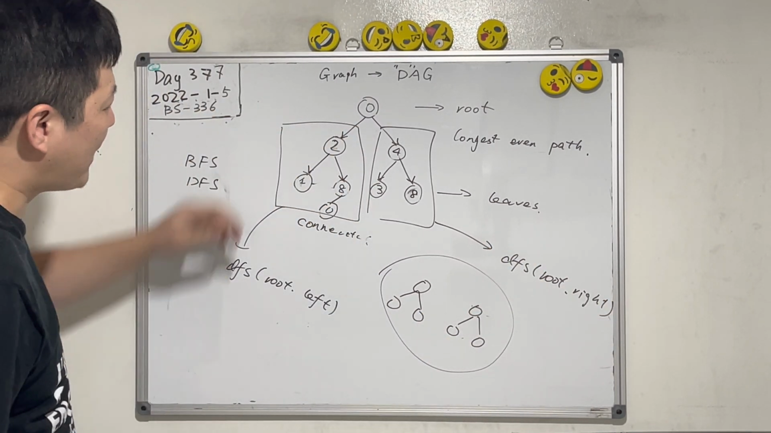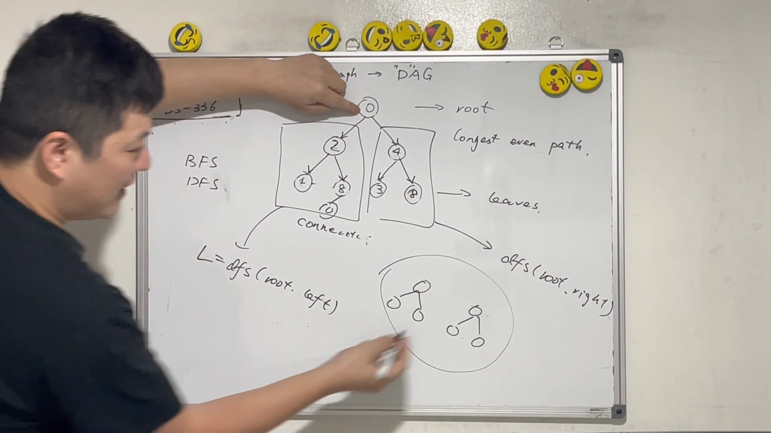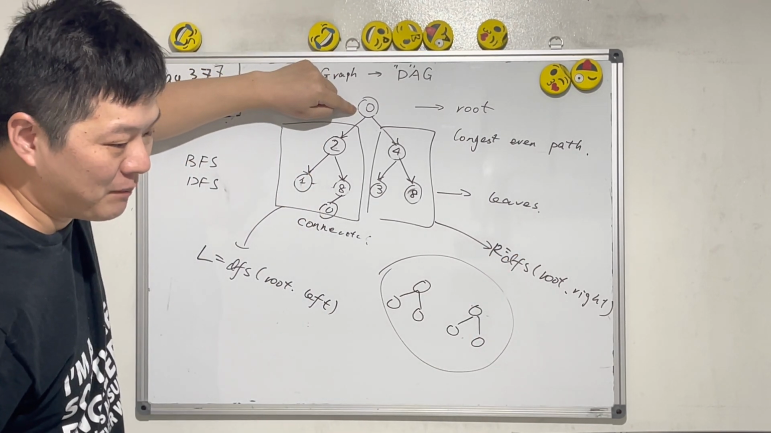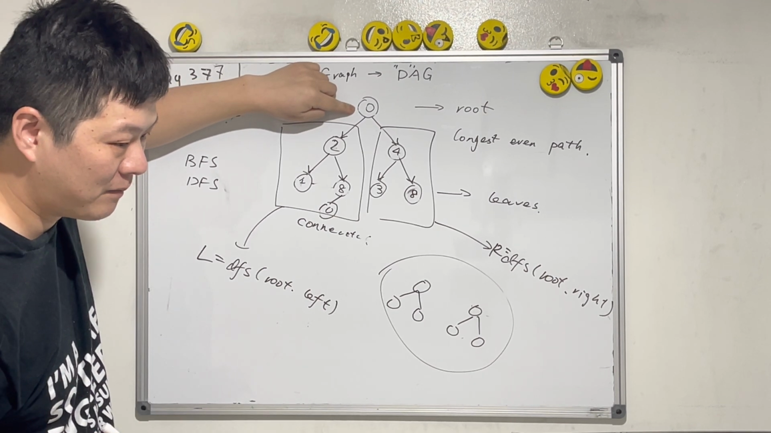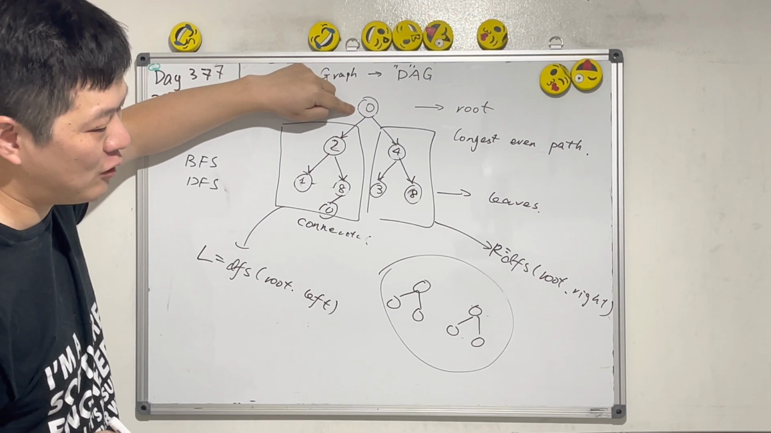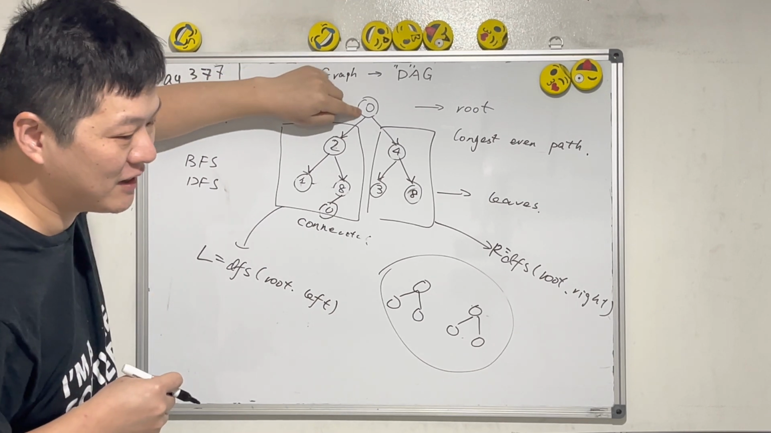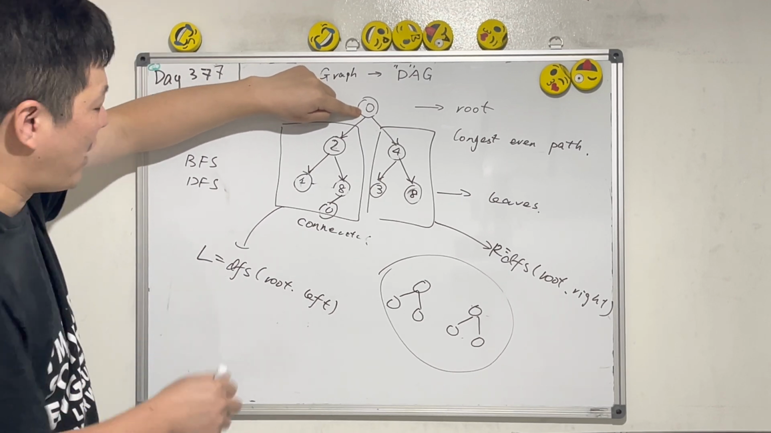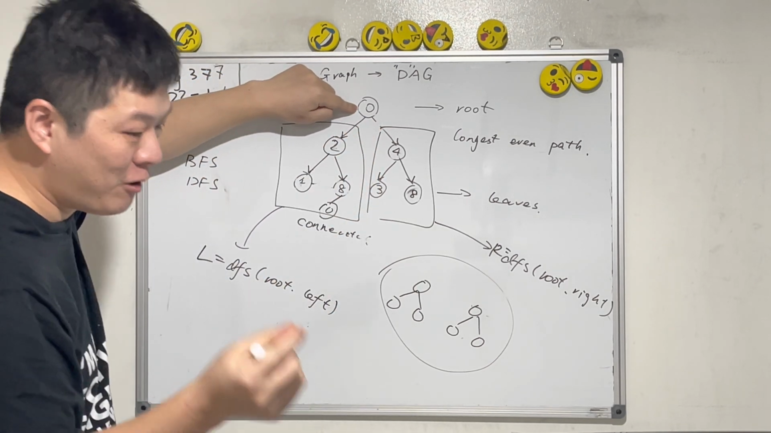So if this is an even number, let's say this is L equals that, and this is R equals that. Listen to me carefully. If this is an even number, what's the longest even path containing this node? It's that node and L and R. That's right. L plus R plus 1, right? It will be the longest.